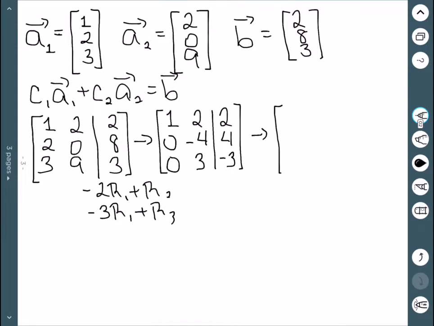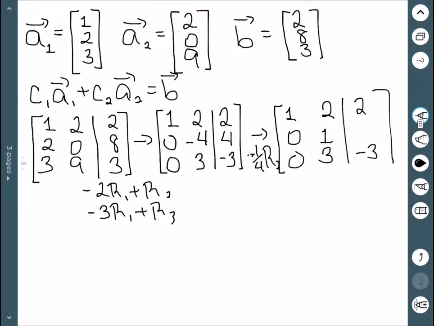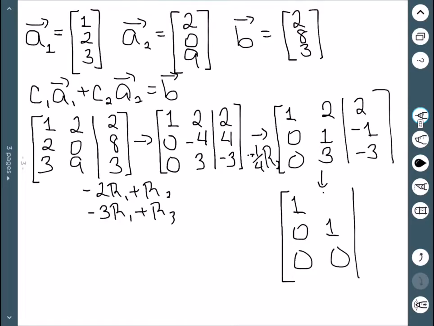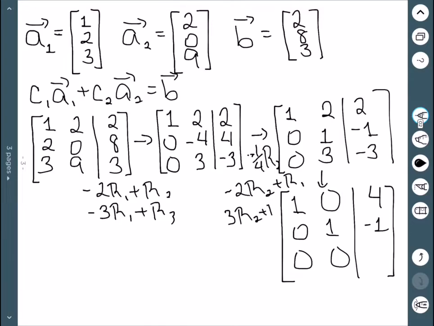The next thing we want is a 1 in the second row, second column. And we can do this by multiplying the second row by -1/4. That gives me a 1 and a -1. We'll now try to get zeros in the rest of that column. To get the first one, I will do -2 row 2 plus row 1. That would be 0 plus 1, which is 1. -2 plus 2, which is 0. And then for the last entry, 2 plus 2, which is 4. I should also do 3 row 2 plus row 3. And I can see that that gives me 0, 0, and 0.